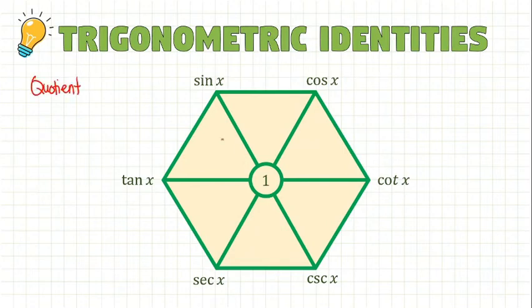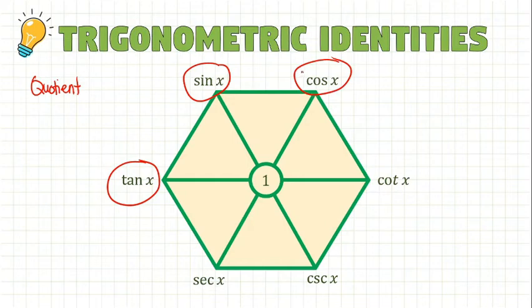So for the quotient identity, we have tangent equals sine over cosine. So that is now our pattern. Quotient identities can be seen on the lines outside the hexagon, or on the boundaries or the sides of the hexagon. Okay, so here tangent x is equal to, so we have this line here, sine x over, okay, we have another line here, cosine x. So our direction here is clockwise.